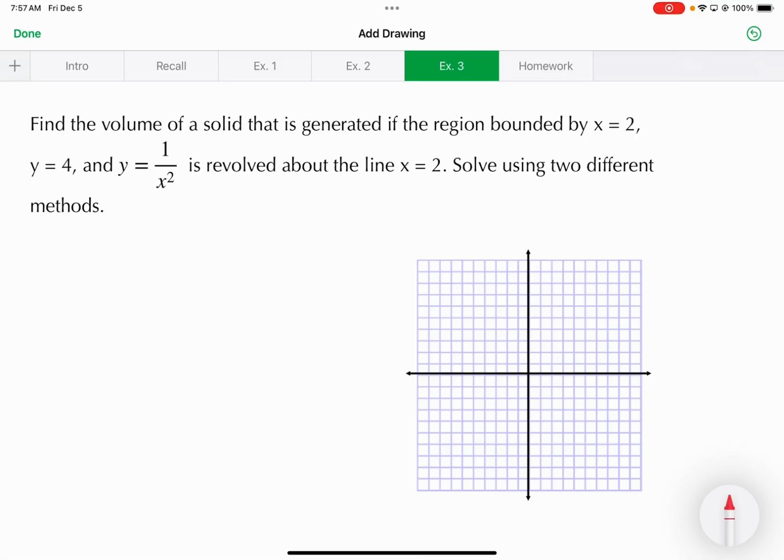All right, find the volume of a solid that is generated if the region bounded by x equals 2, y equals 4, and y equals 1 over x squared is revolved about the line x equals 2. Solve using 2 different methods. All right, let's get our sketch on.